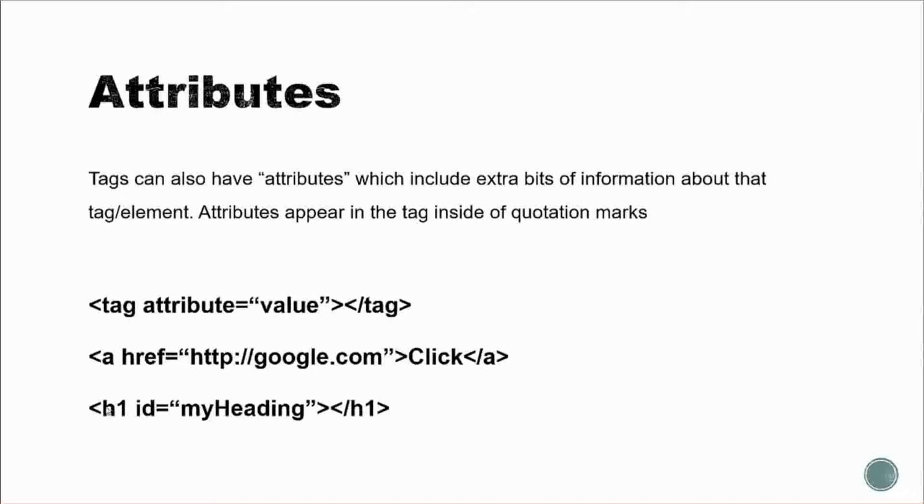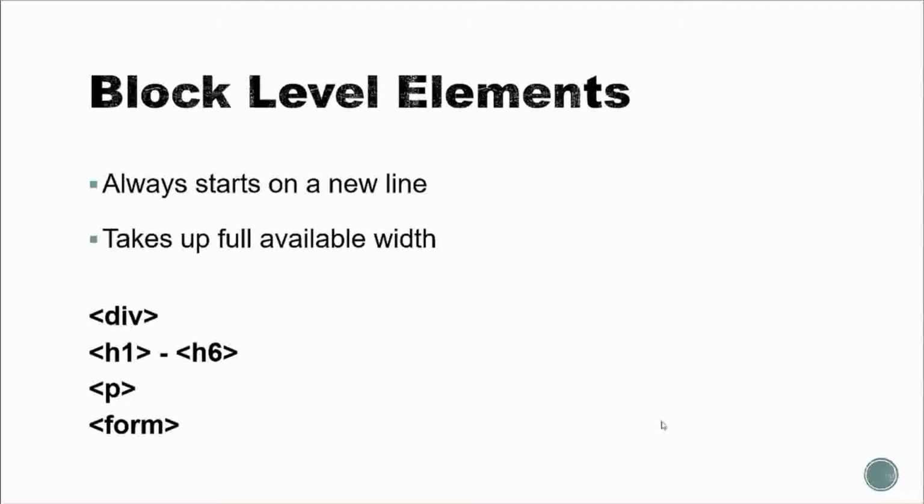Alright, and then here we just have an H1, and we're using the attribute ID, which is used to identify certain elements for CSS or maybe for JavaScript or jQuery, whatever it may be. Alright, and we're just setting that to my heading. And we'll be looking at attributes throughout this section.